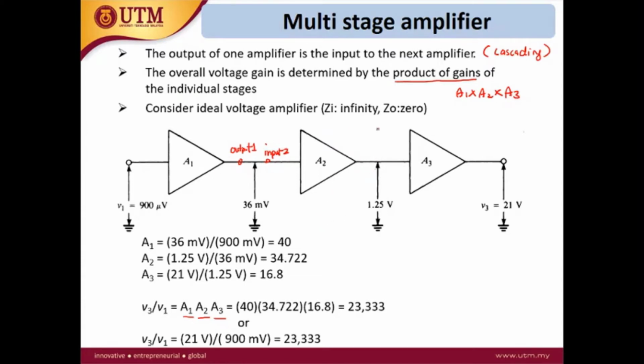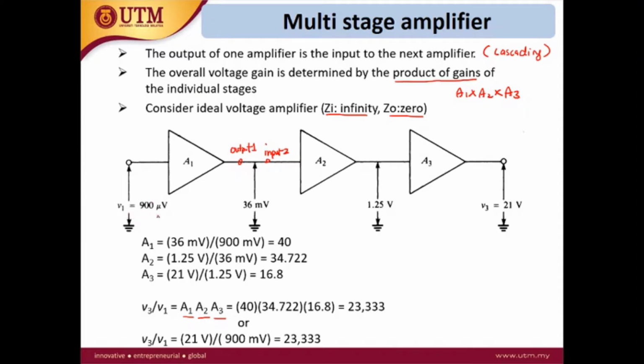Take note that this configuration or this explanation is when we consider the ideal voltage amplifier. For the ideal voltage amplifier, Zi is infinity, Zout is 0. This means that all the voltage will be delivered to the input, and all the generated output inside the amplifier will be delivered to the output terminals. So there will be no loss due to what we call the loading effect.